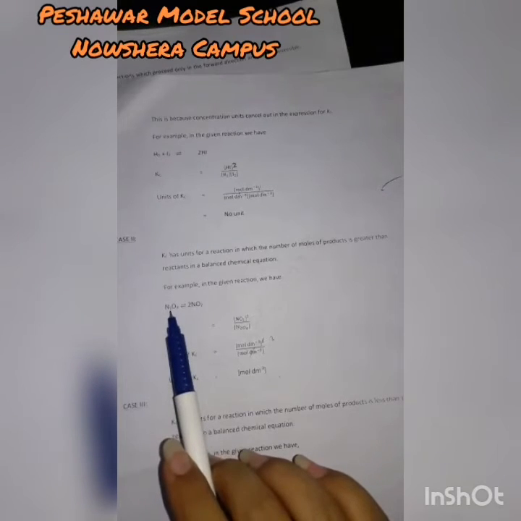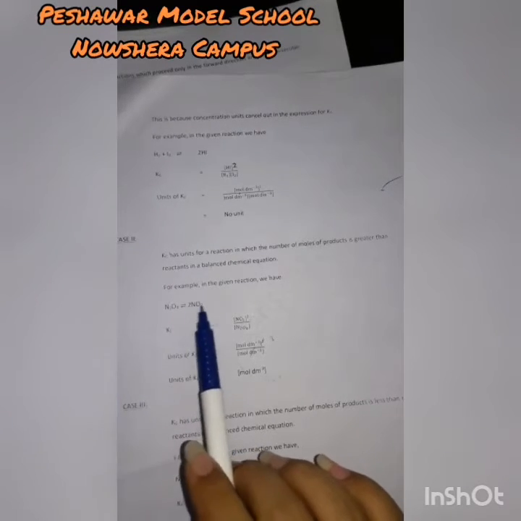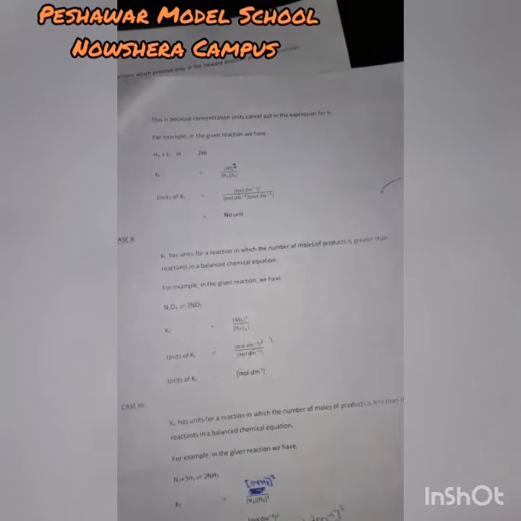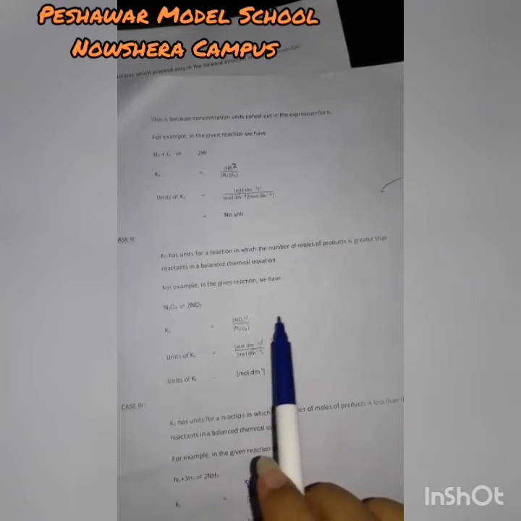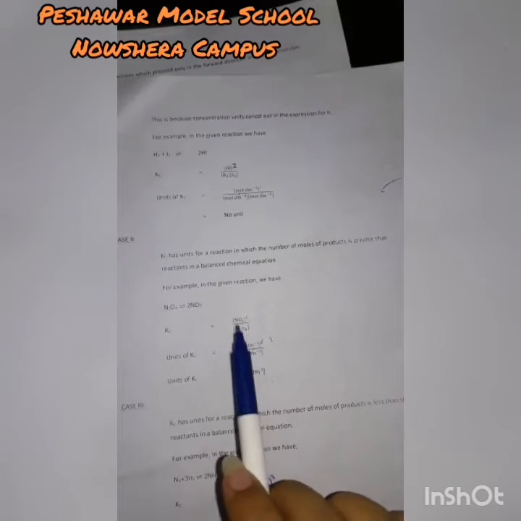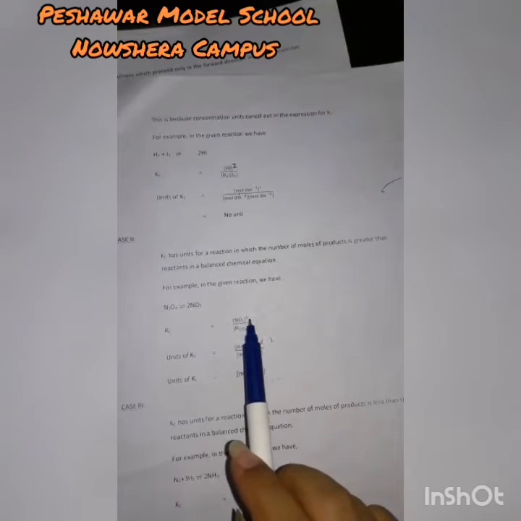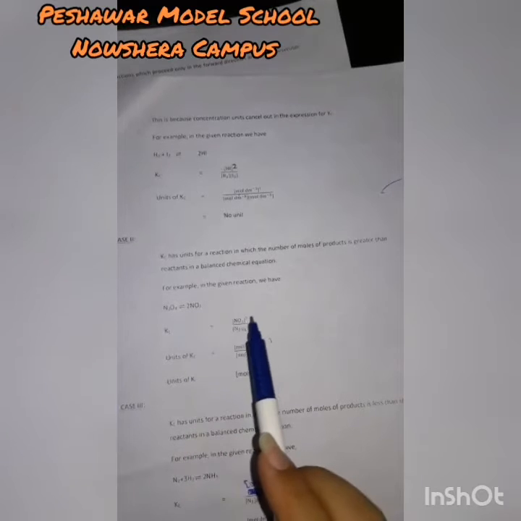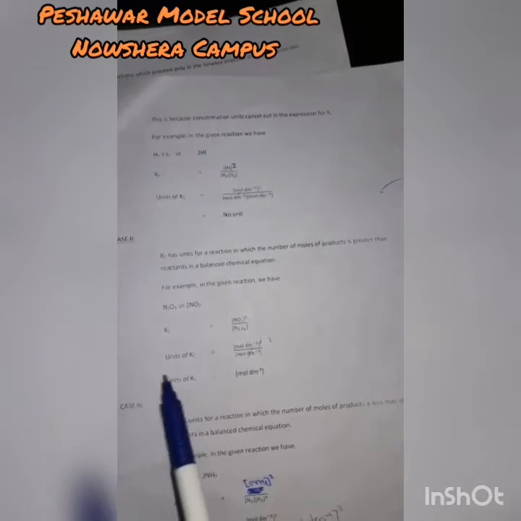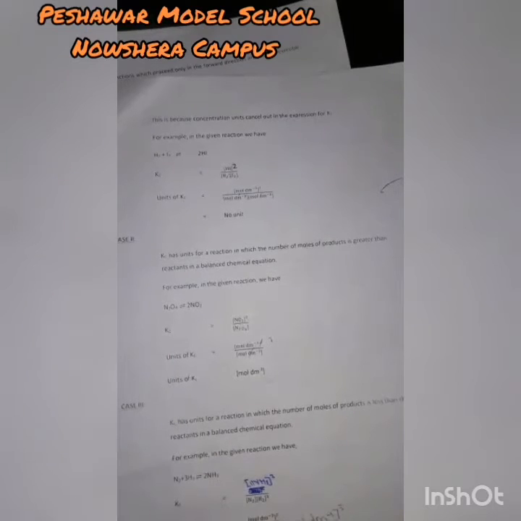We have 1 mole of reactant and 2 moles of product. It means that the number of moles of product is greater than the reactant. Write the Kc expression for this reaction. So how will we write the Kc expression? Write the product in the numerator and the reactant in the denominator, and we have 2 moles of product, so write 2 in the power form. So how will we find out the unit for such a reaction?